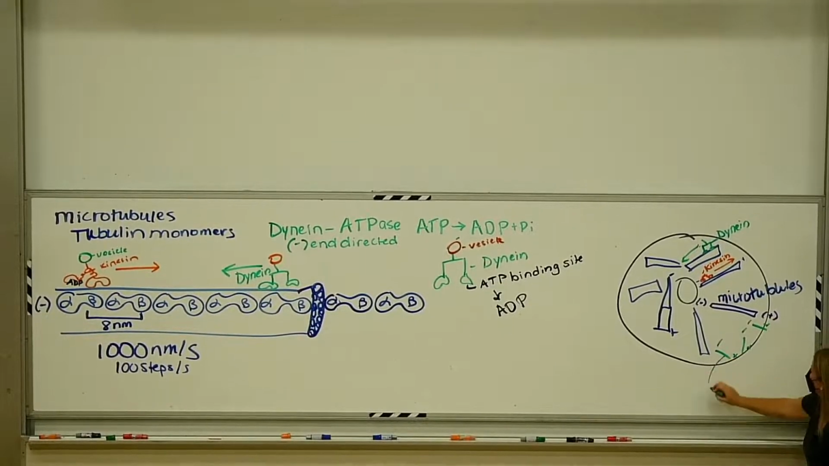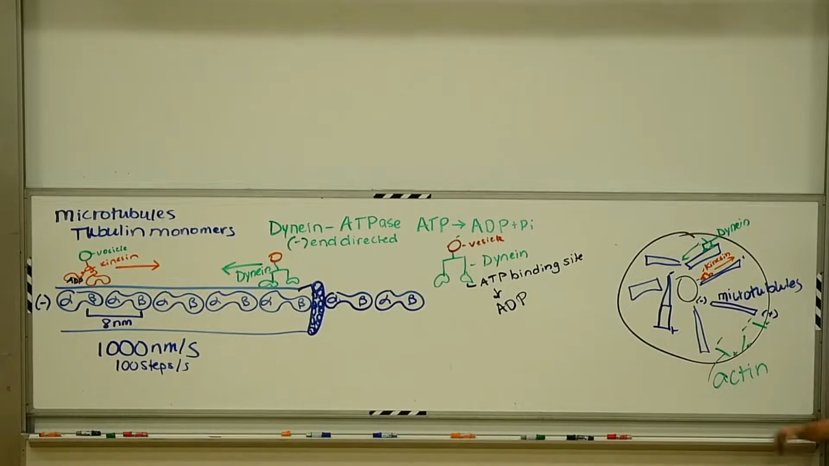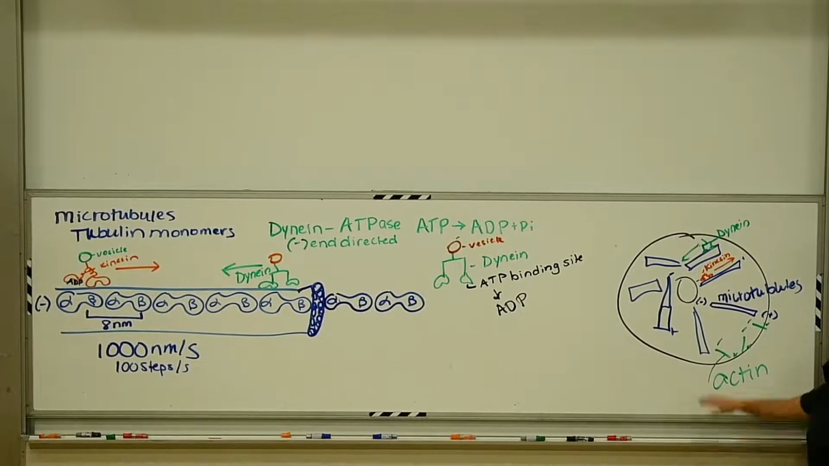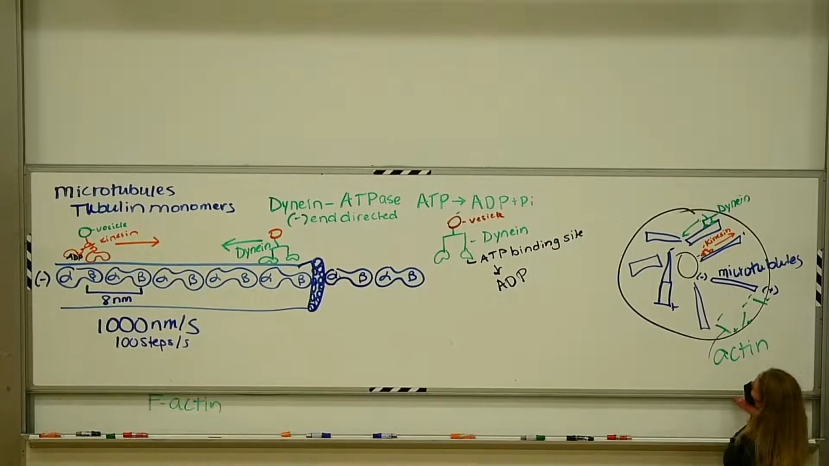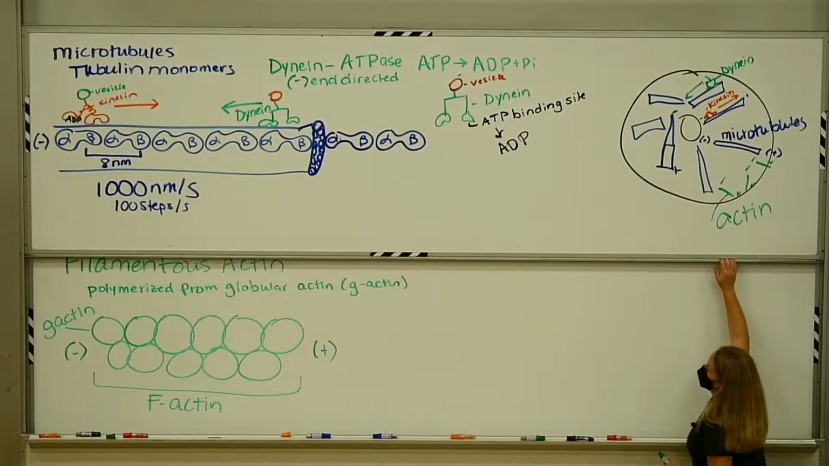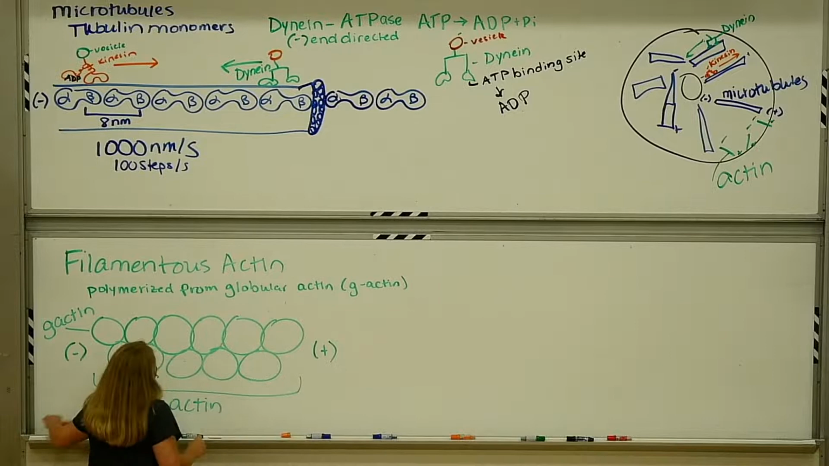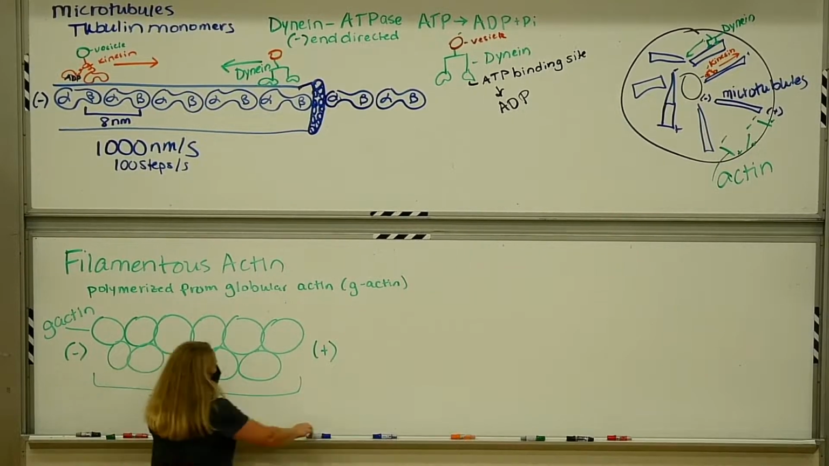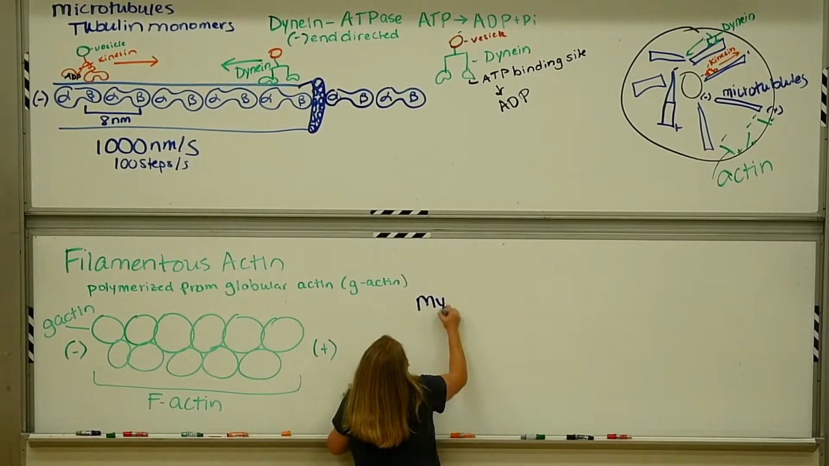So if this is actin, the minus end will be closer towards the center, and the plus end will be closer to the plasma membrane. All right. So now we have our highway. We need a motor, and we're going to use myosin.